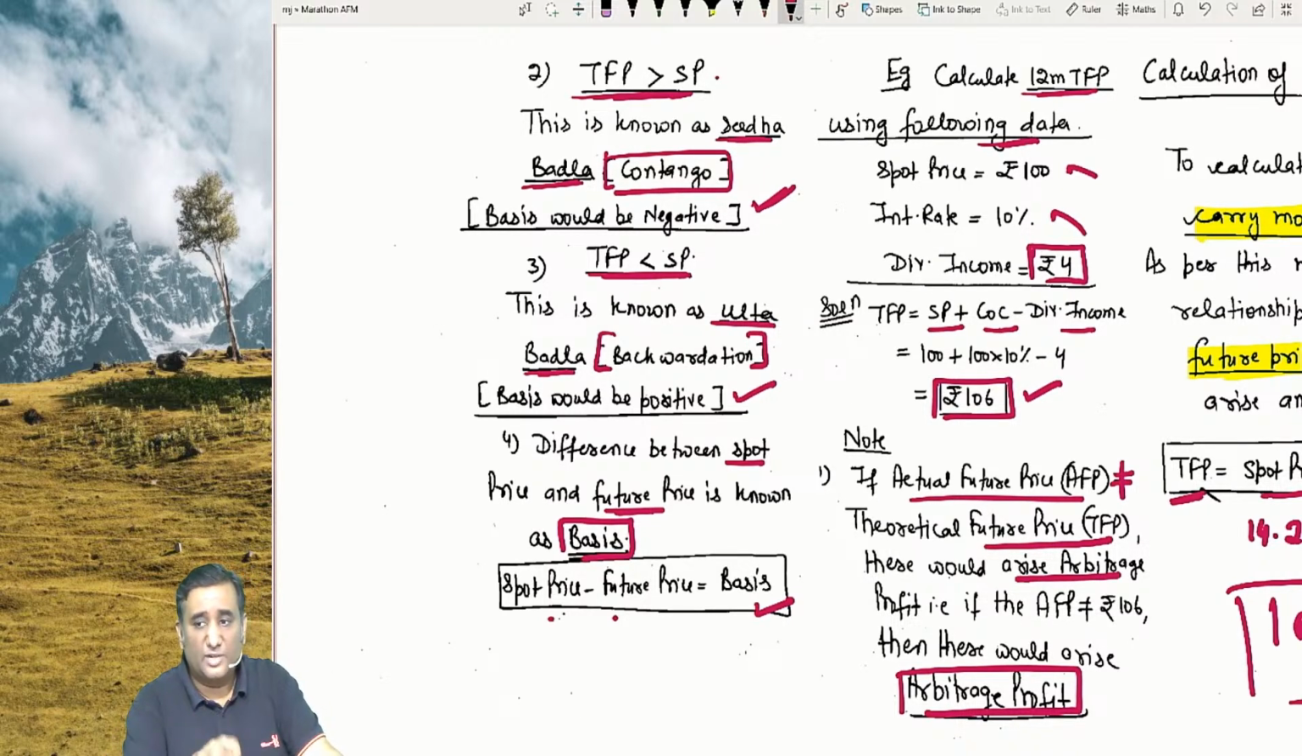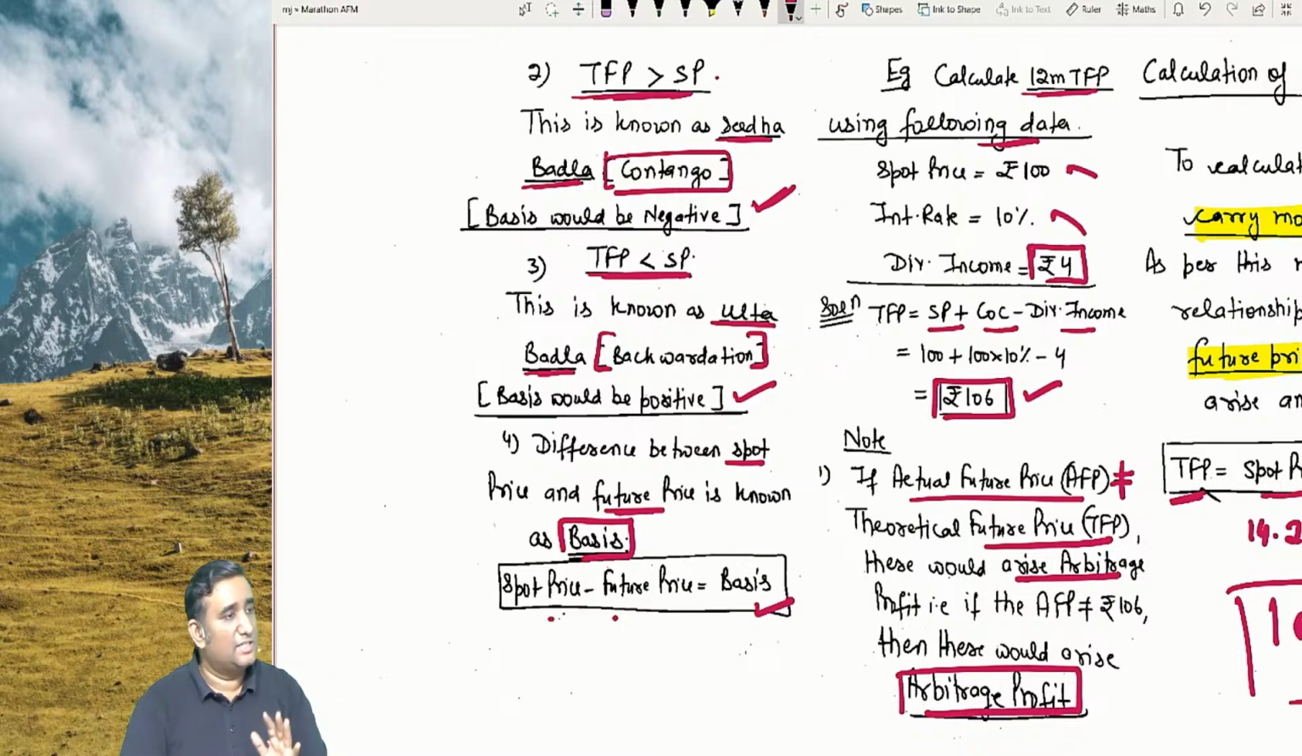From the MCQ perspective, you can keep this on radar. Contango is an English term. If you go and tell the broker Contango, he'll ask which tango you are talking about. But if you tell him Seedha Badla, whatever language they speak, they understand. Seedha Badla means the future should be costlier than today. When you calculate the forward rate in dollars, it is the same: the forward rate is more than the spot rate. Exactly the same thing we're talking about.